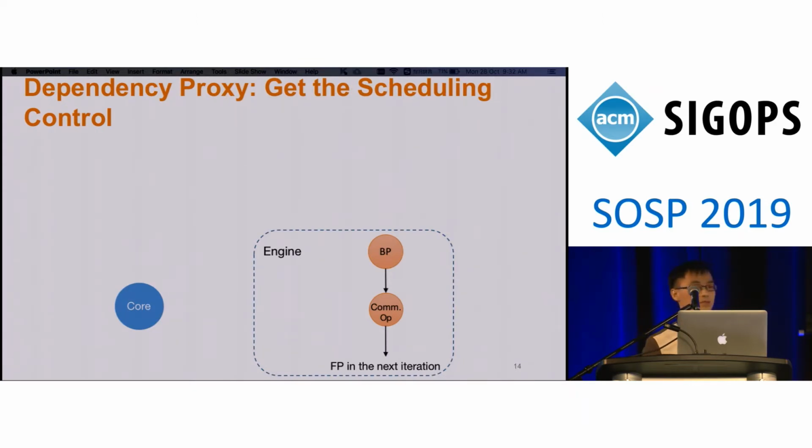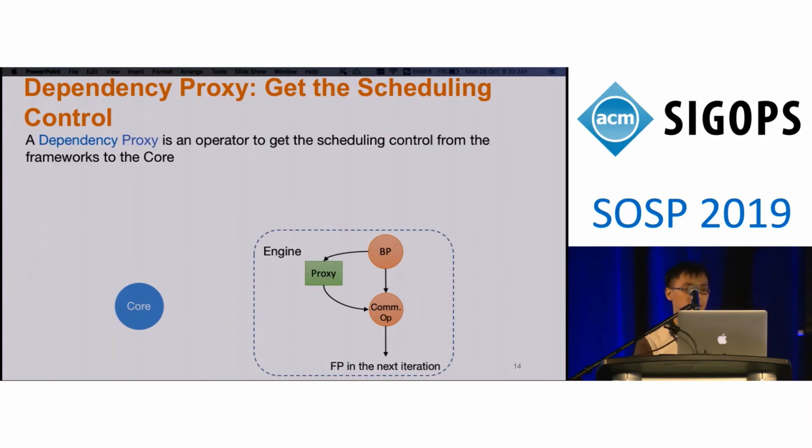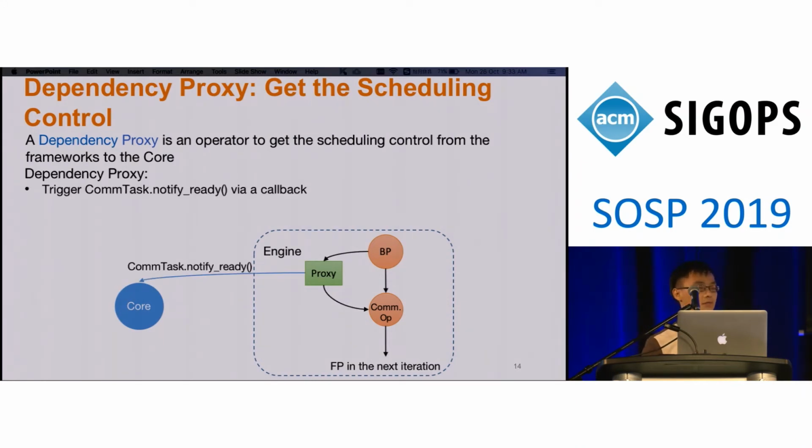So to schedule CommTasks, the scheduler core needs to interact with framework engines to get the scheduling control. So we may ask, is there a generic way to do this? And our answer is dependency proxy. The dependency proxy is just a normal operator created by the scheduler. In this figure, for simplicity, we only show the backward propagation operation and a communication operation of one DNN layer. And for each DNN layer, we add a proxy. The dependency proxy does 3 things.